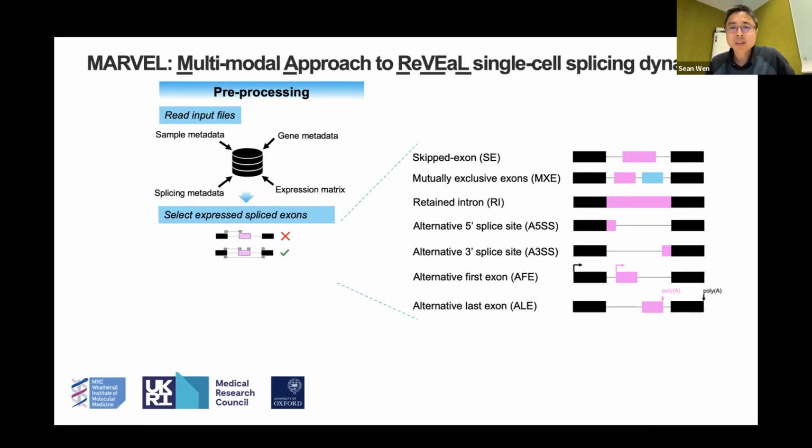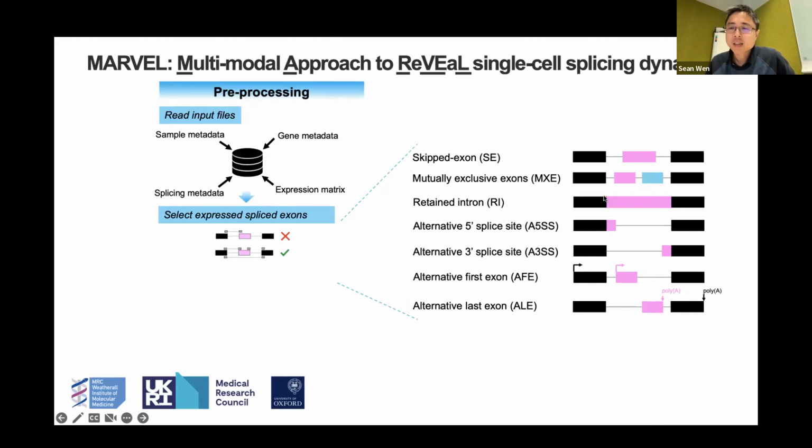Alternative splicing events at the exon level come in 7 different flavors. The first flavor is a skipped exon that is sometimes included or excluded in your cells. The second splicing event is called mutually exclusive exons. The reason why it's called mutually exclusive is because if the pink exon is expressed, the blue exon is not expressed. Conversely, when the blue exon is expressed, then the pink exon is probably not expressed.